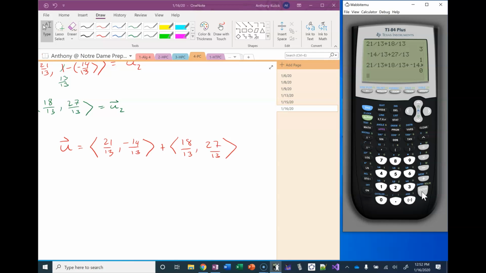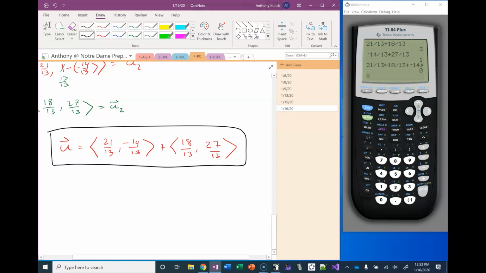There's 2 checks that I want to do. I want to check to make sure these 2 vectors add up to give me u. That's easy to check. And then I want to check to make sure these 2 vectors are orthogonal. I'll do that by taking their dot product and making sure that I get 0 as a result. Okay? So this is going to be my final answer here.